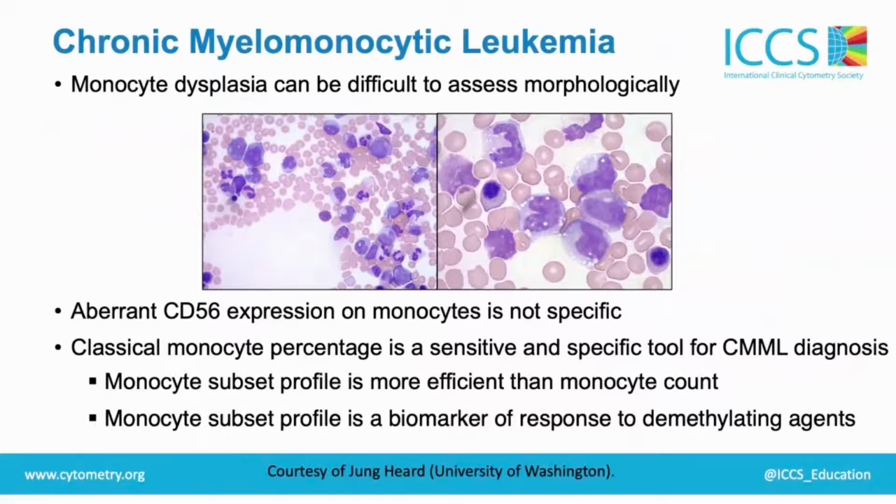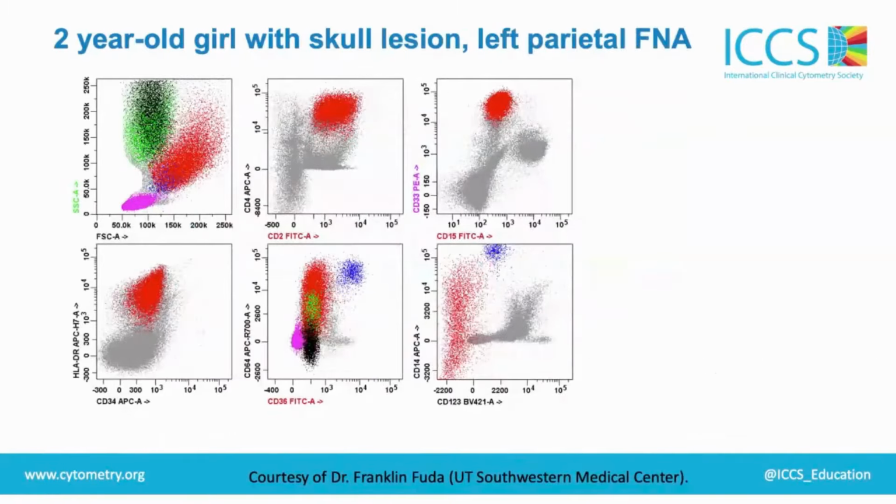The increased classical monocytes can be rapidly detected by flow cytometry on peripheral blood and can be used to improve the sensitivity and specificity of a diagnosis of chronic myelomonocytic leukemia. This increase in classical monocytes disappears in patients who respond to hypomethylating agents, so monocytic subset profile is also a biomarker of response to therapy. Monocytic neoplasms can be challenging to diagnose, as other hematologic malignancies or reactive inflammatory processes may mimic monocytic neoplasms.